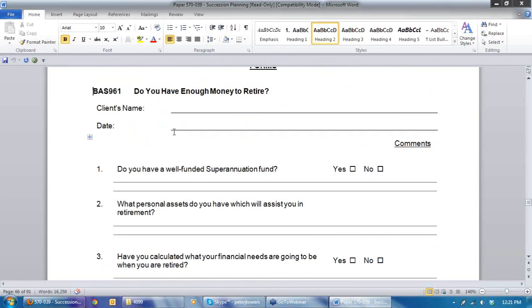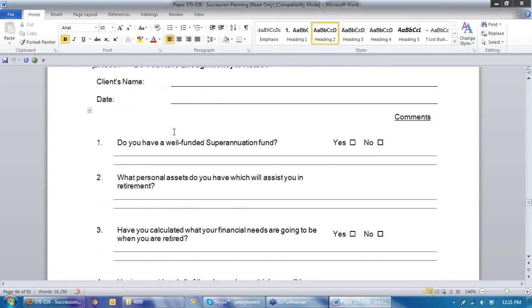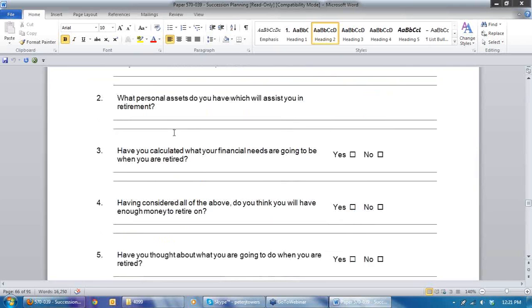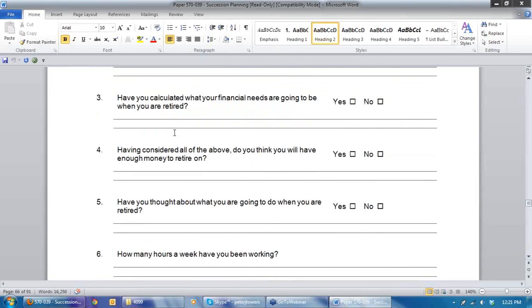I believe it's also necessary that you have this conversation with your client. Do you have enough money to retire? If that's what they're planning to do as part of this succession. They might not be planning to retire, but if they are, there's some of the questions there that you might put to them so that you've got a better idea.